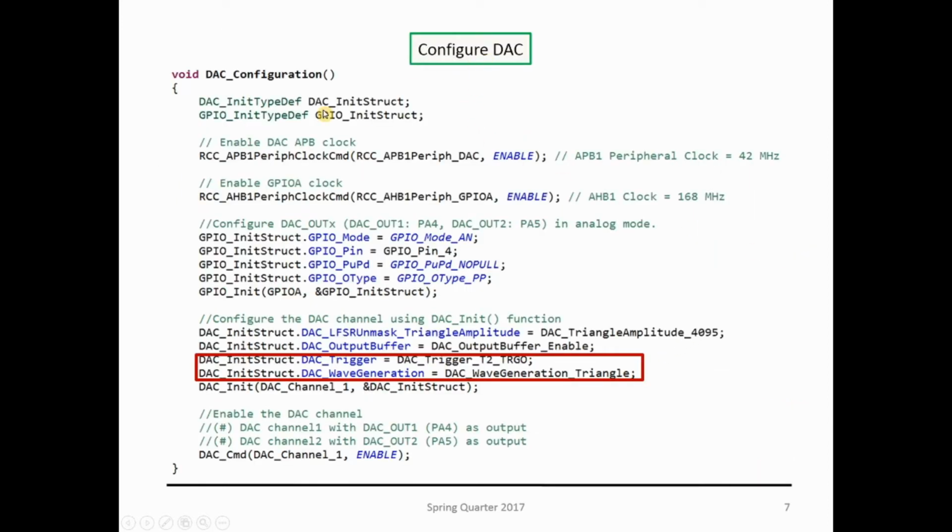The DAC is going to be exactly what it says on the peripheral drivers of your Atollic IDE. And here is where we tie together the timer 2 trigger source and what type of wave you want. In this case I have the DAC wave generation triangle. If you switch triangle to noise, you will produce a noise wave. And I'm using channel number 1 here.